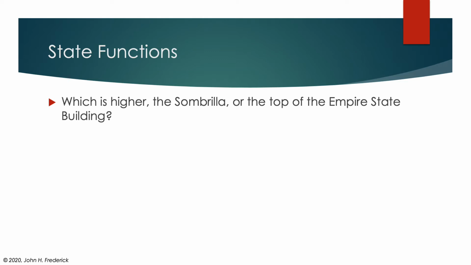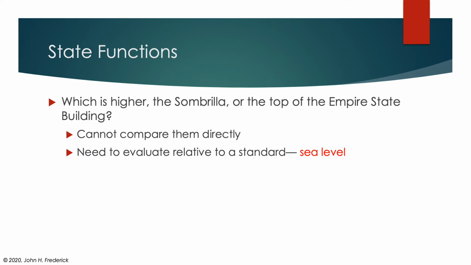Now we'll start off with a little bit of a fun exercise. Let's consider the Sombria in the center of the UTSA campus, and I would ask the question, which is higher, the Sombria or the top of the Empire State Building? Now, this is something that you really can't compare directly because they're thousands of miles apart. So we're going to have to evaluate them relative to a standard, and in particular the standard that we typically use for this purpose is sea level.